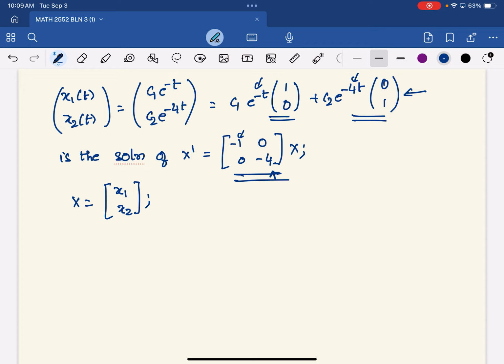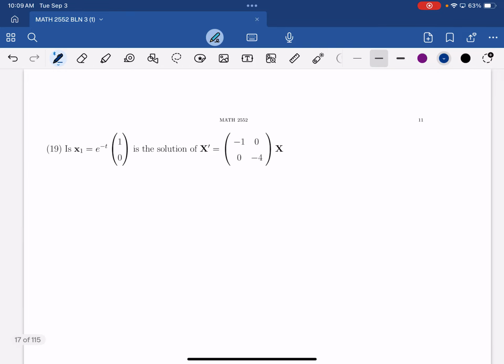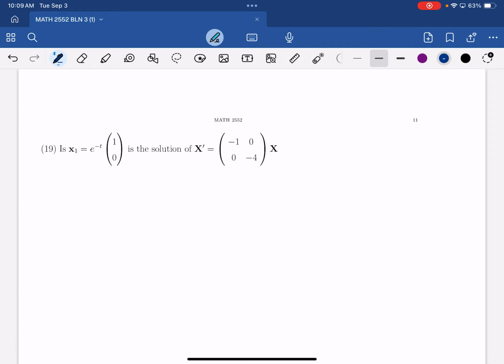Now, this being said, the question I have is, is this a solution of that? Remember, this is x1, and this x1 is not the same as that x1. Do you see the difference? This one is a vector, this one is a component inside the vector. So both are different. So the question is, is this a solution of that or not? The answer is yes.